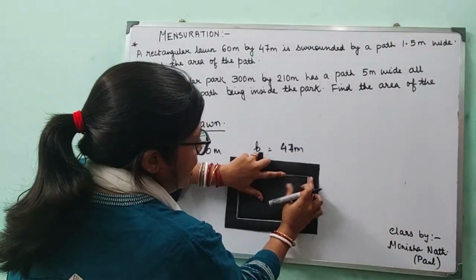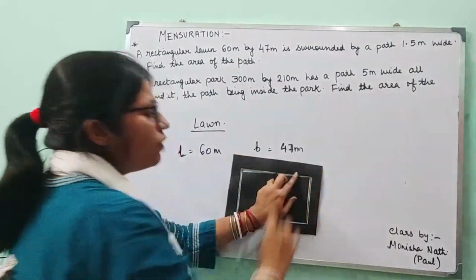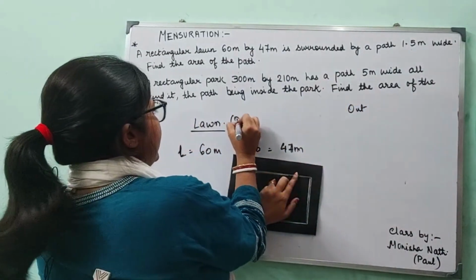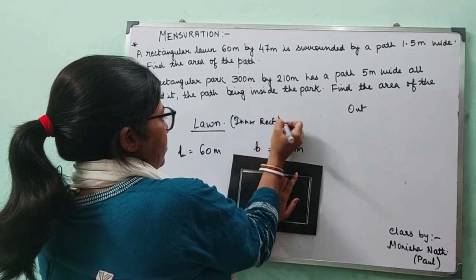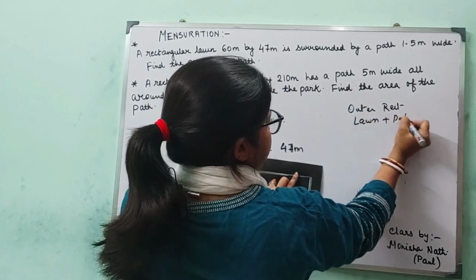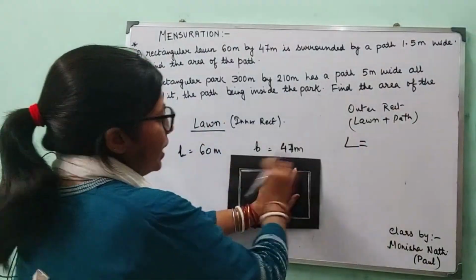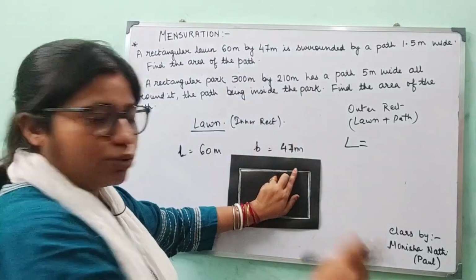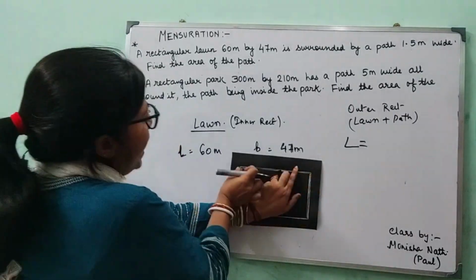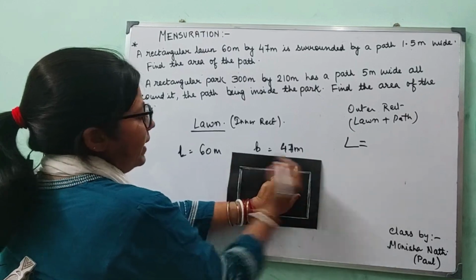To get the dimensions of the outer rectangle, this is the lawn, or let's say the inner rectangle. This is the outer rectangle, which is the lawn plus the path. So how can I get the length of the outer rectangle? The path is 1.5 meter wide throughout. So if this is the length of the lawn, to this I add the width 1.5 on both these sides, here I am adding, here I am adding.